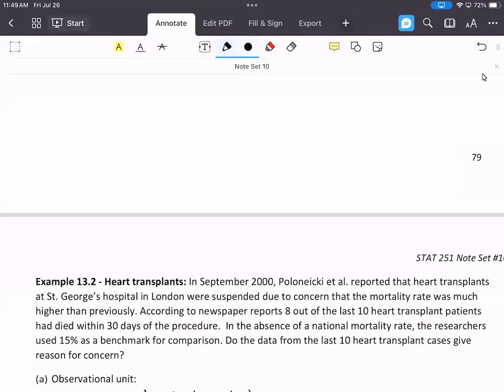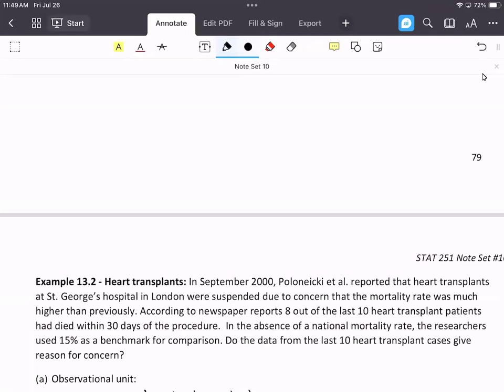Let's take a look at example 13.2, heart transplants. In 2000, it was reported that heart transplants at St. George's Hospital in London were suspended due to concern that the mortality rate was much higher than previously. According to newspaper reports, 8 out of the last 10 heart transplant patients had died within 30 days of the procedure. In the absence of a national mortality rate, the researchers used 15% as the benchmark for comparison.